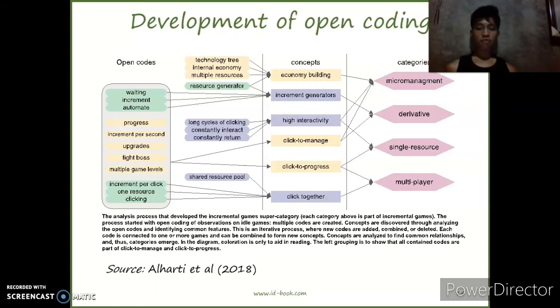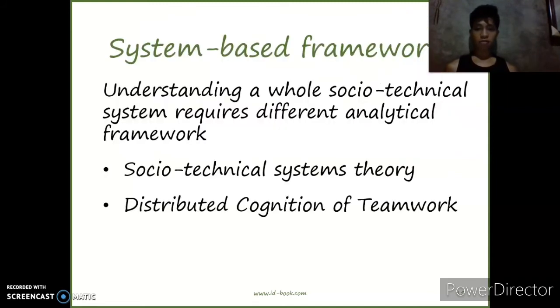In the diagram, coloration is only to aid in reading. The left group shows that all contained codes are part of click to manage and click to progress.